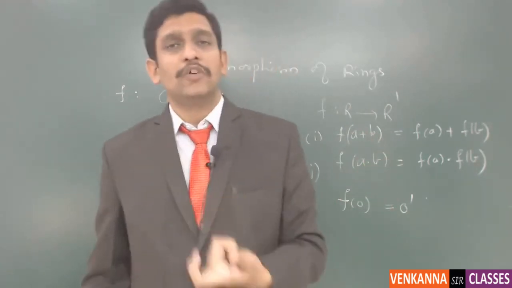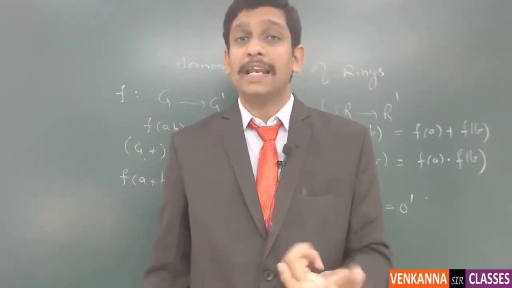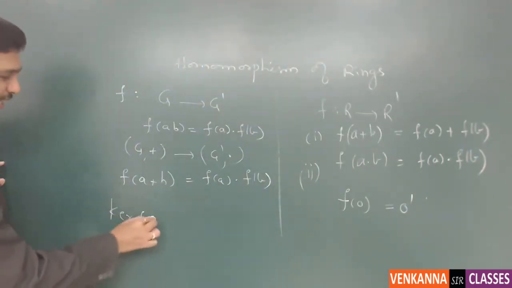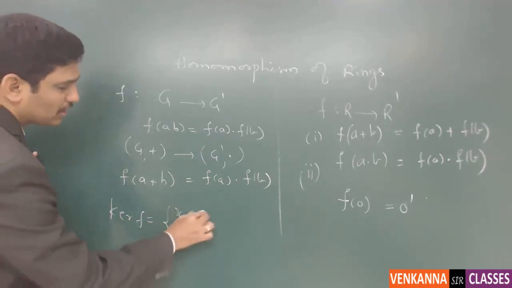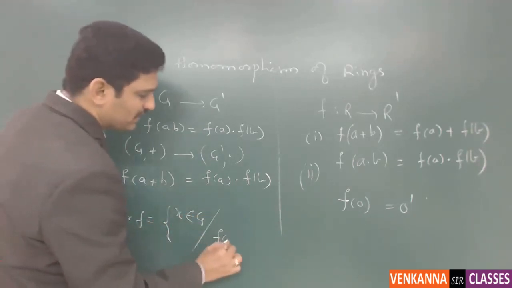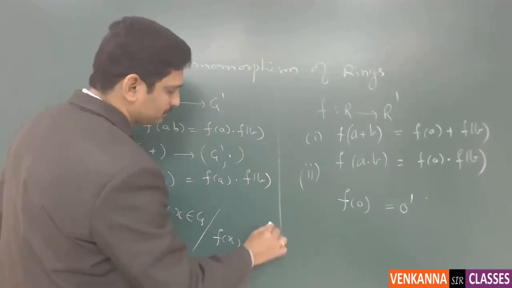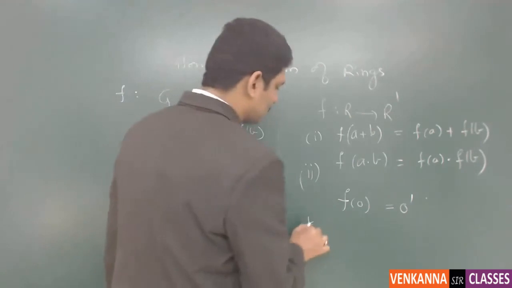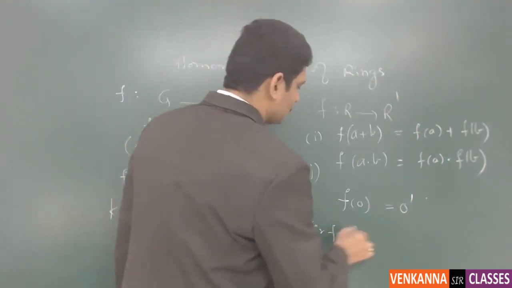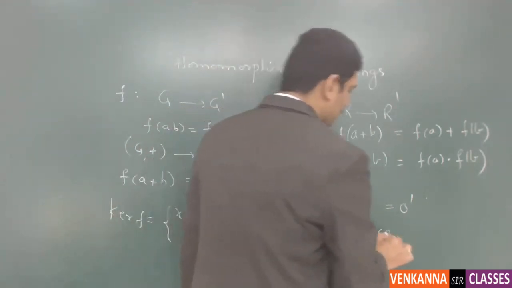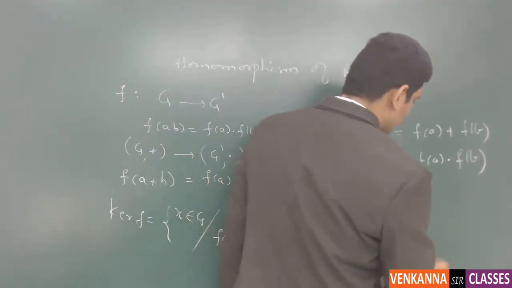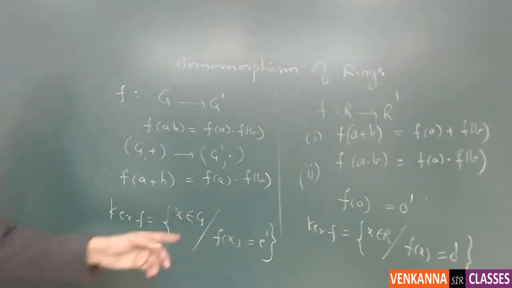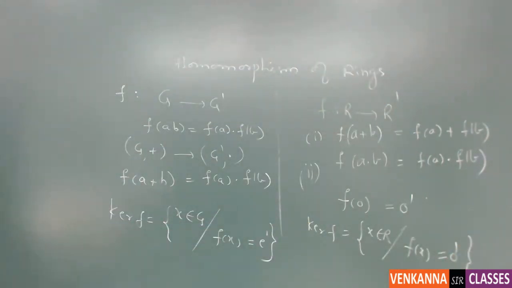So, in group theory, we define kernel F as the set of all x belongs to G such that f of x is equal to E dash. In rings, we define the kernel as the set of all x belongs to R such that f of x is equal to 0 dash. Now, can you observe the difference? The definition is very similar.